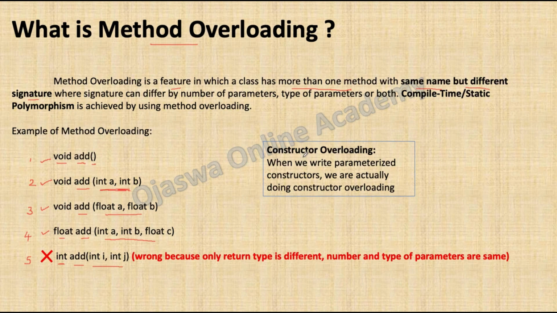Now we have already seen an example of constructor overloading. When we write a parameterized constructor, we are actually doing constructor overloading, because there is one no-parameter constructor and the second constructor can be a parameterized constructor, or you can write multiple parameterized constructors with different parameter lists. So that is called constructor overloading.